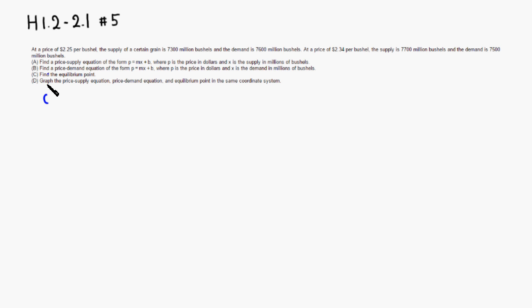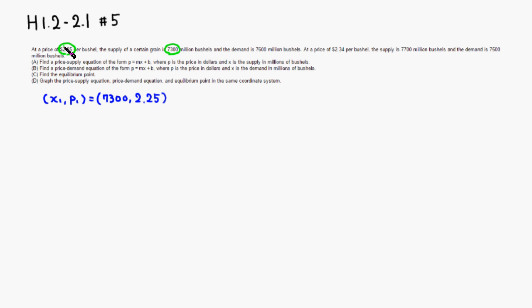So you have an x value. I'm going to call it x1 and p1. So x1 would be 7,300 at the price of $2.25. So 2.25.